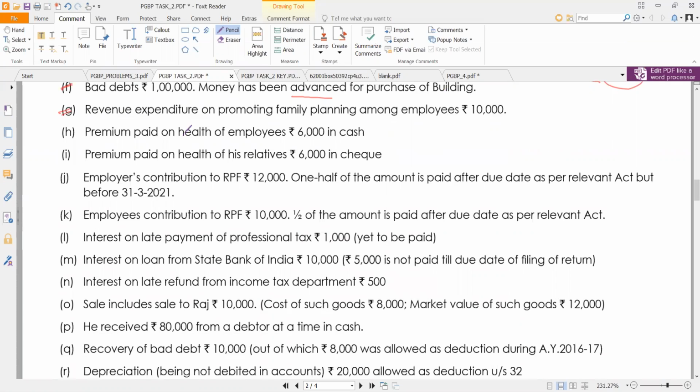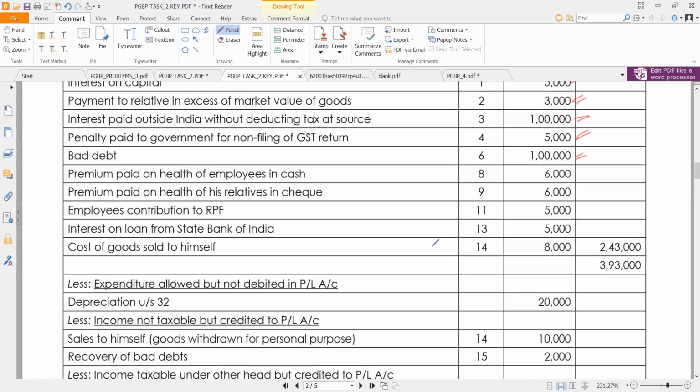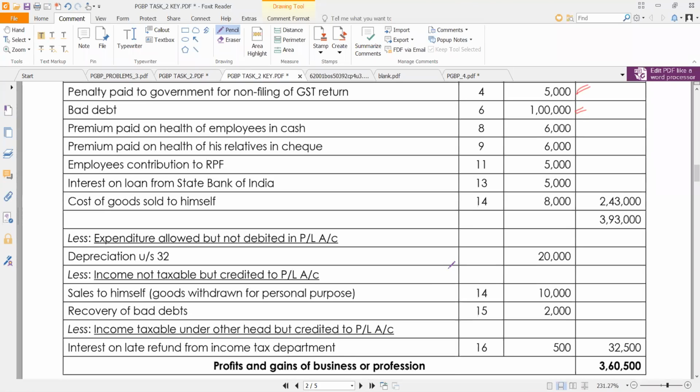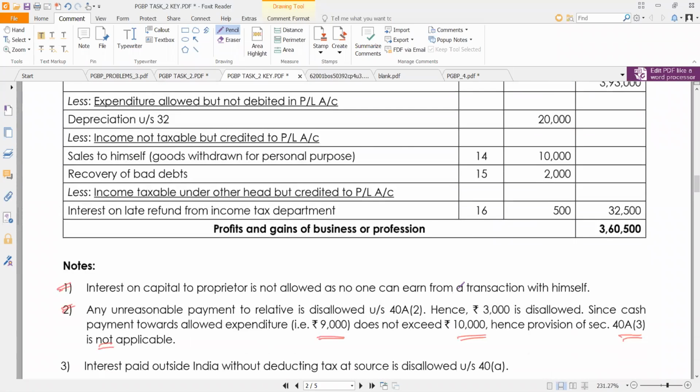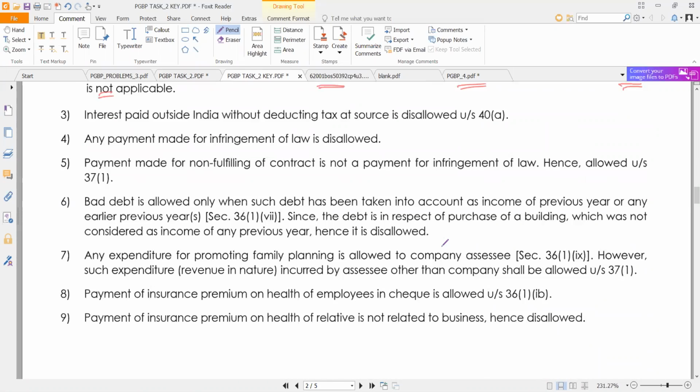Then G, revenue expenditure on promoting family planning among employees 10,000. Be careful. Some of you might have given it as deduction. No, it is not. Why? Because expenditure on promotion of family planning is allowable only for companies. That was only for companies. I don't know why it is not taken here. Okay, maybe the capital expenditure is only for companies. That's what is given. If it is a revenue expenditure, okay, maybe.